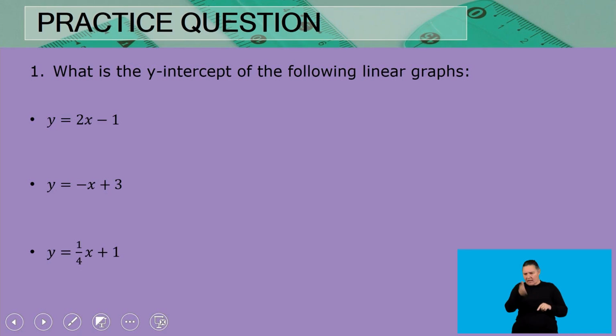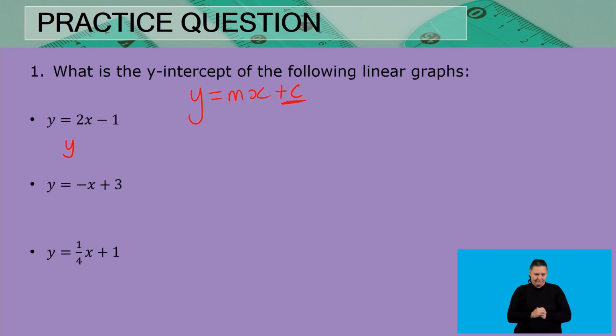When we are looking at the first question here, we are going to be determining what the y-intercept of the following linear graphs is. So let's look at them. When we are thinking of the standard form of a linear graph, y = mx + c, we know that c is in place of the y-intercept. So what is the y-intercept in this first equation? y = 2x - 1. Yes, you are correct if you are thinking of minus 1.